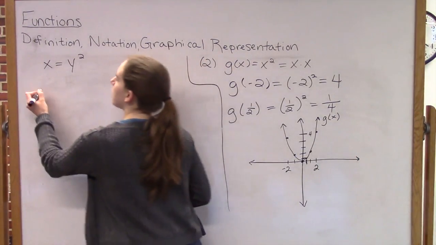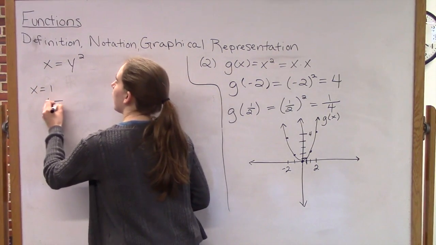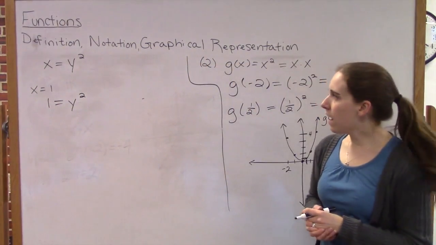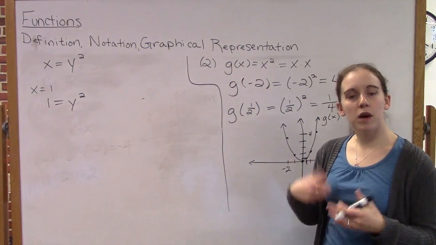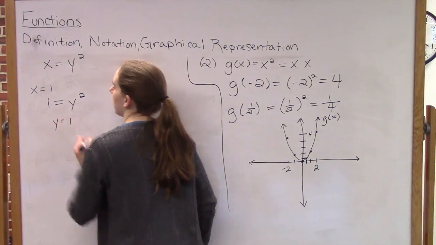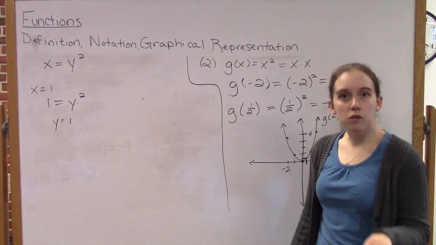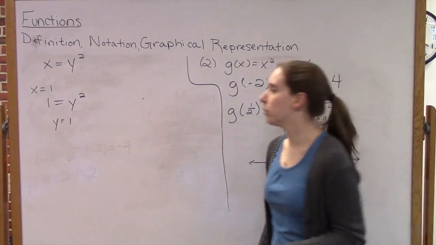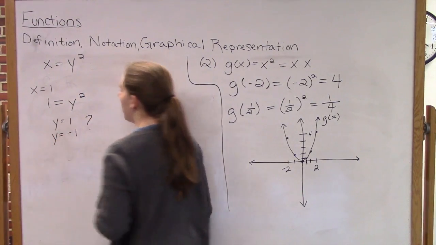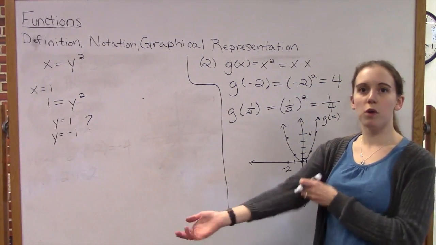So if I use x equals 1 as my input, I get 1 equals y squared. Now, what we just said was that when I square +1, I get 1. So that means one of the things y could be is +1. But we also just said that -1 squared gives us +1. So y could also be -1. And we don't have a way of knowing which one we want. Either one of those y's will work.